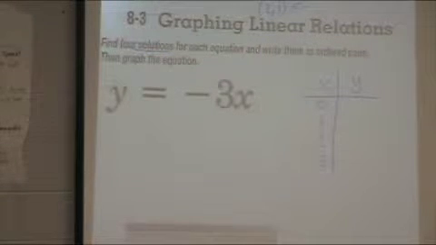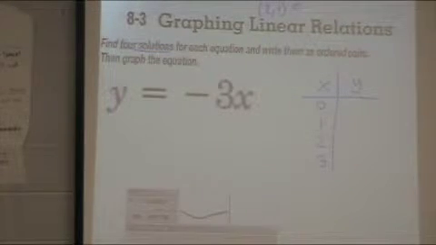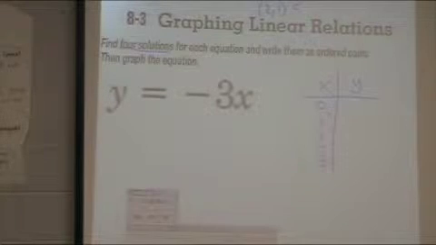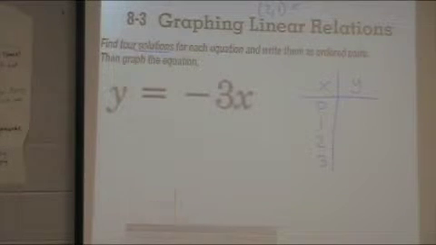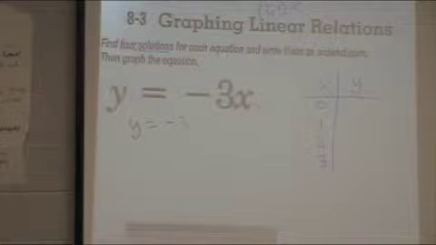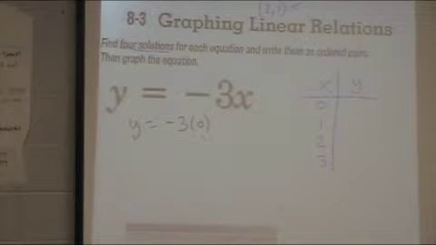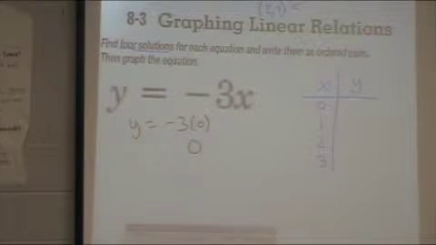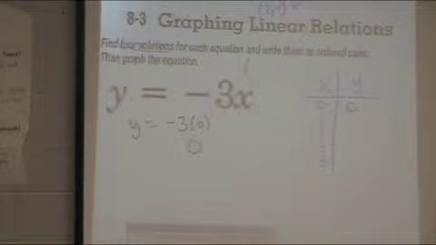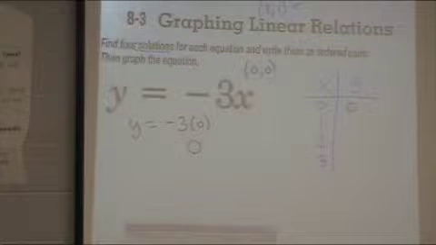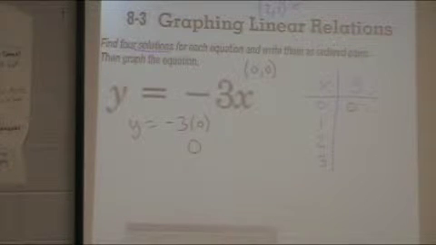Okay? So now in this case, we have to find what goes over here for y by plugging in our numbers for x. So here we're going to plug in 0 for x. So we'll say y equals negative 3 times 0. Now negative 3 times 0 is 0. So for y we're going to put a 0. And that's our first solution to the equation. What is it? (0, 0). This is our first solution to the equation from right here.